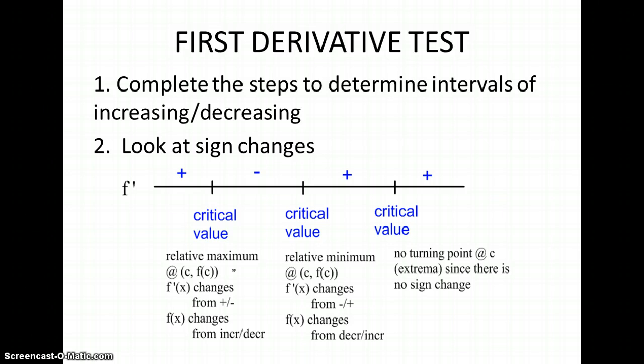So if at a critical value the derivative switches from negative to positive, a relative minimum would occur, because the function would be changing from decreasing to increasing at that point. Then if you look at the third critical value, there's no sign change, so the function would be strictly increasing, and therefore there wouldn't be a turning point. So a turning point has to have a sign change in the derivative.